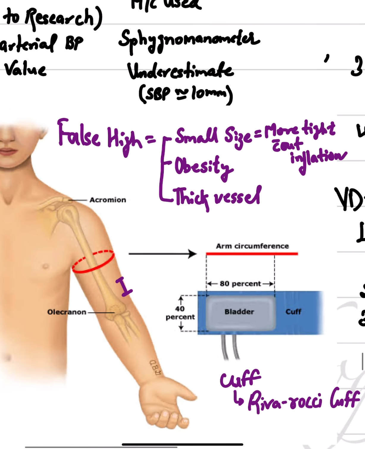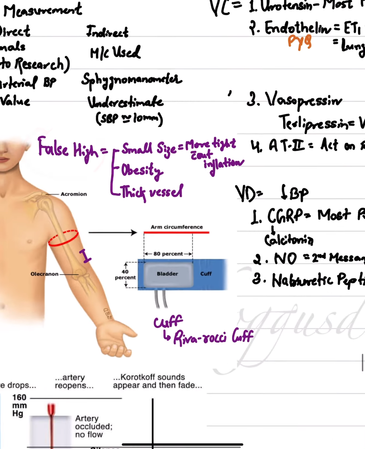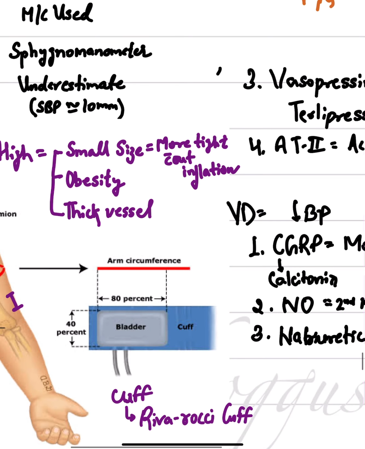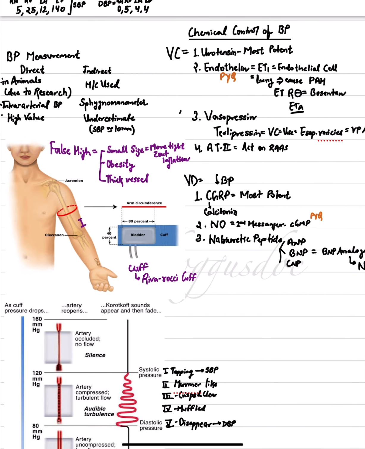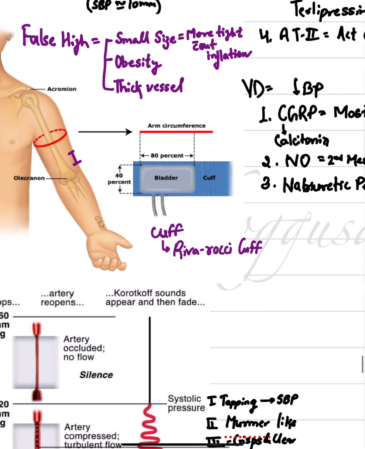So the question is, in what cases is falsely high BP measured? If the cuff is of small size, we have to make it very tight even without inflation when we bind it to the arm, which leads to more rise in pressure. So the pressure is quickly high. In the obese, the pressure is quickly high, or when the vessels are too thick.